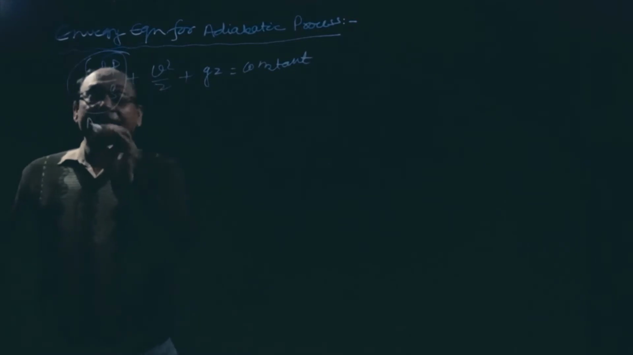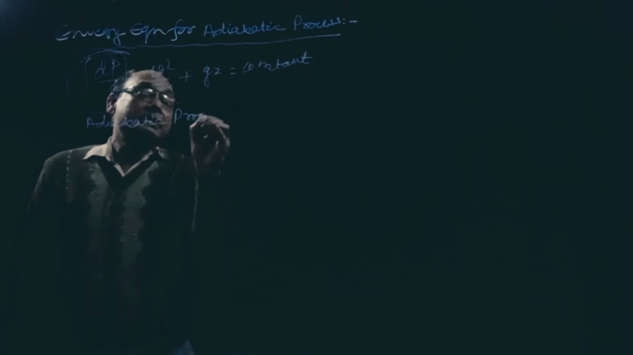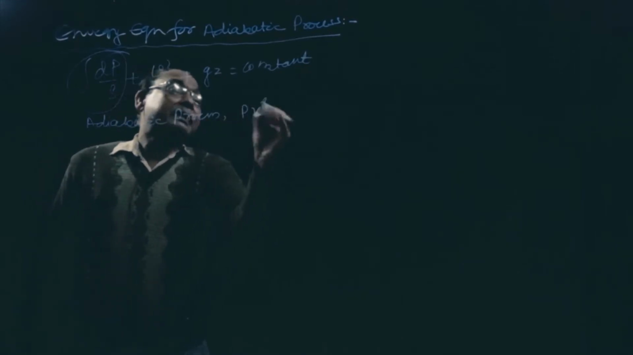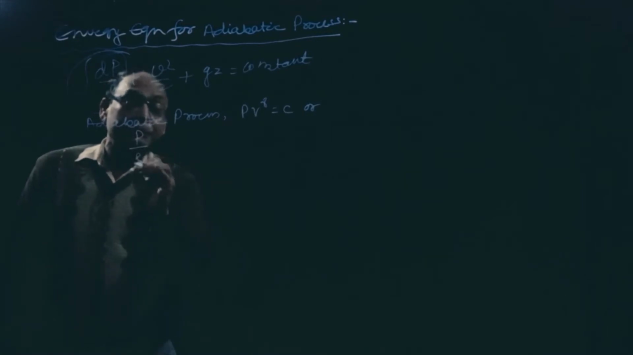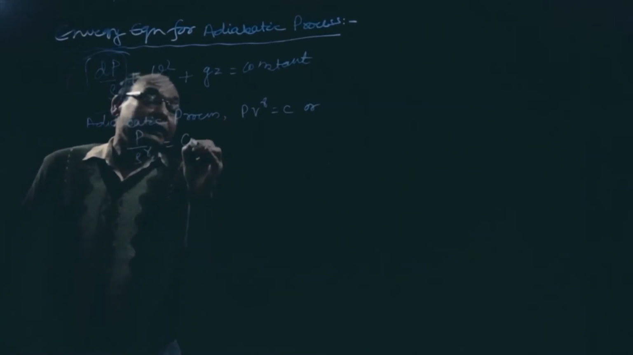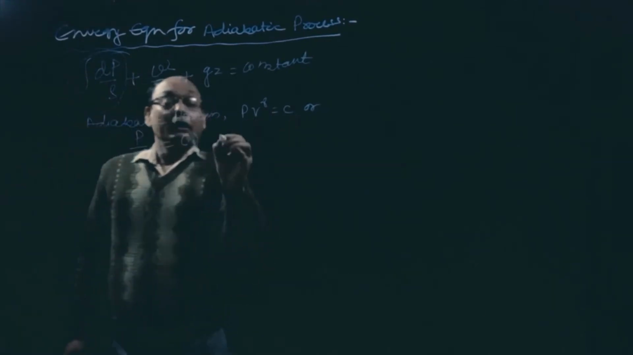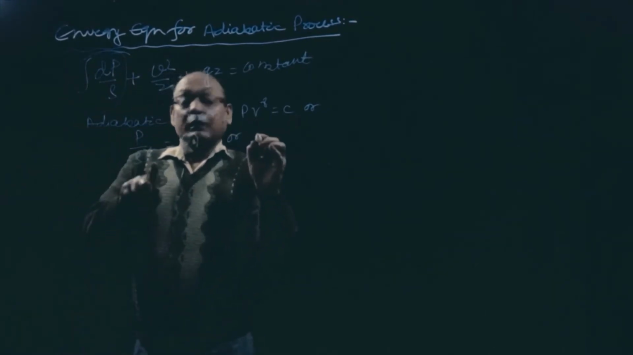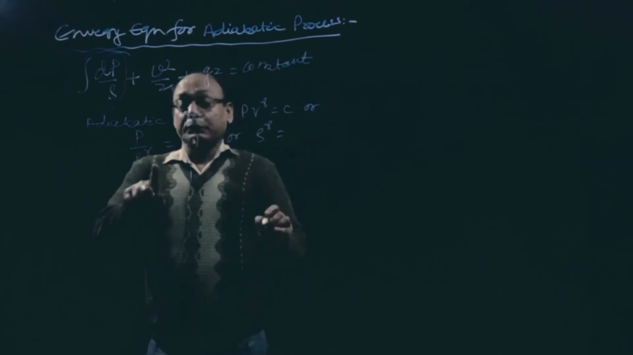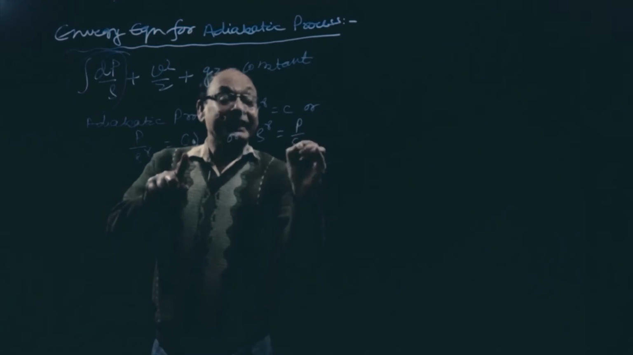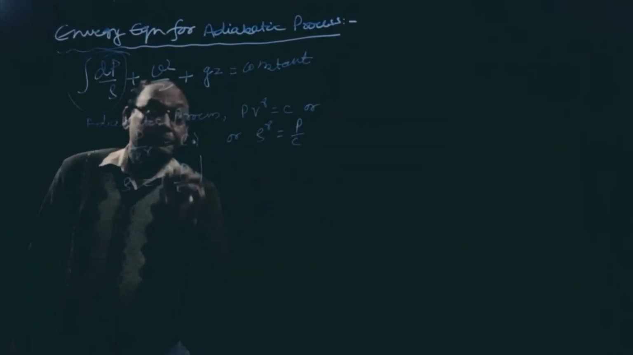So adiabatic means the adiabatic process is PV to the power gamma is equal to C, or it is also called P by rho to the power gamma is equal to C. That I have already proved in that case also. Because we have to put the rho, rho to the power gamma will be equal to P by C, and rho will be equal to P by C to the power 1 by gamma.